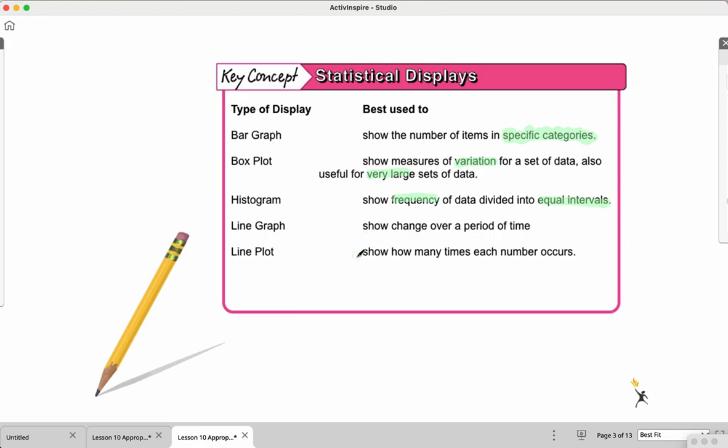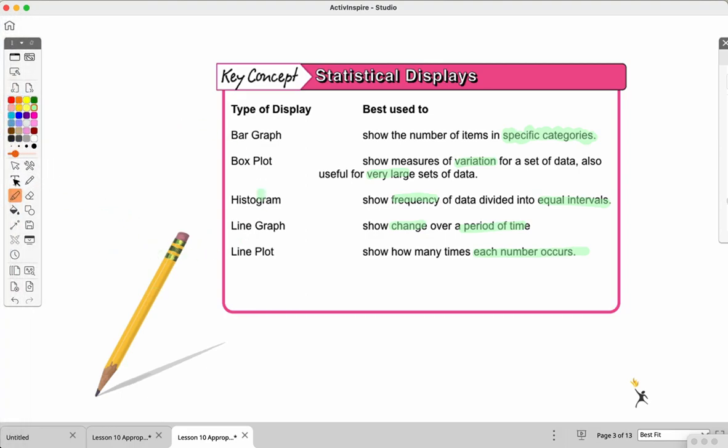The line graph, I could show change over time. We talked about that just very recently. And the last one, a line plot, shows me how many times each number occurs, so it gives us specific data. So we're going to be looking at our data and asking, which of these 5 types would be best to create, would be the best view or way to measure our data.